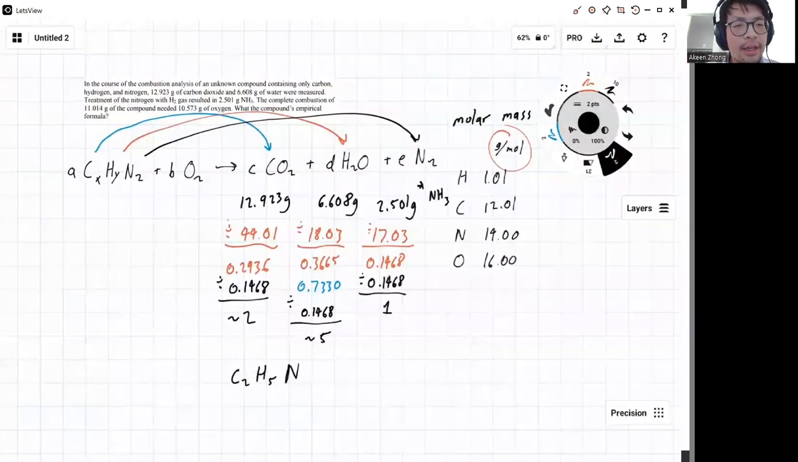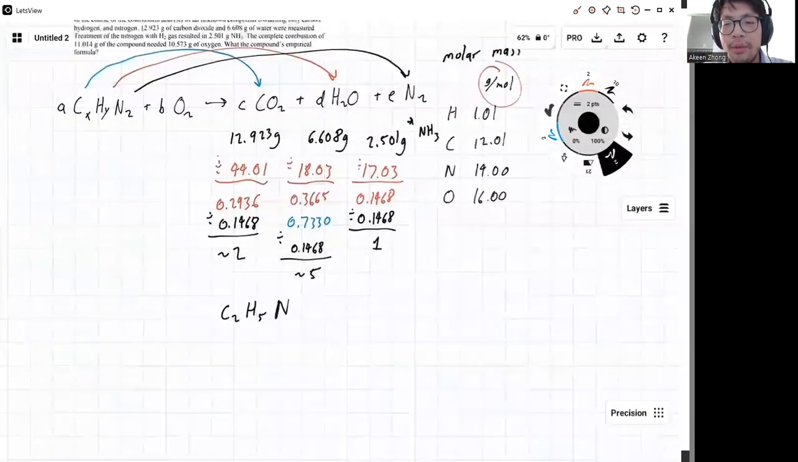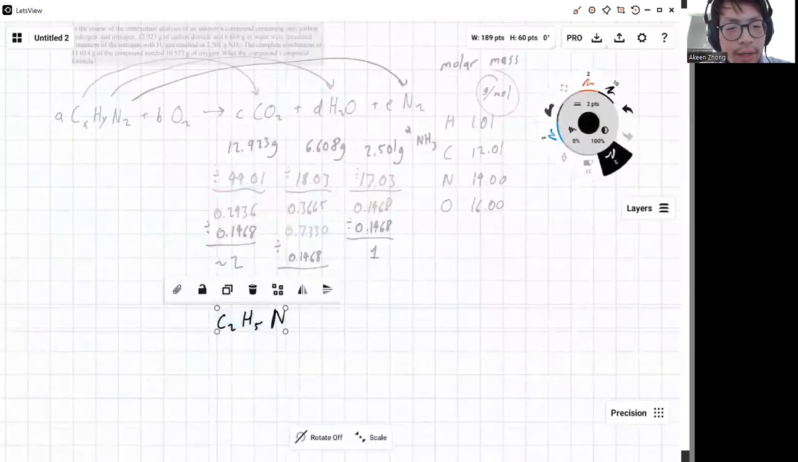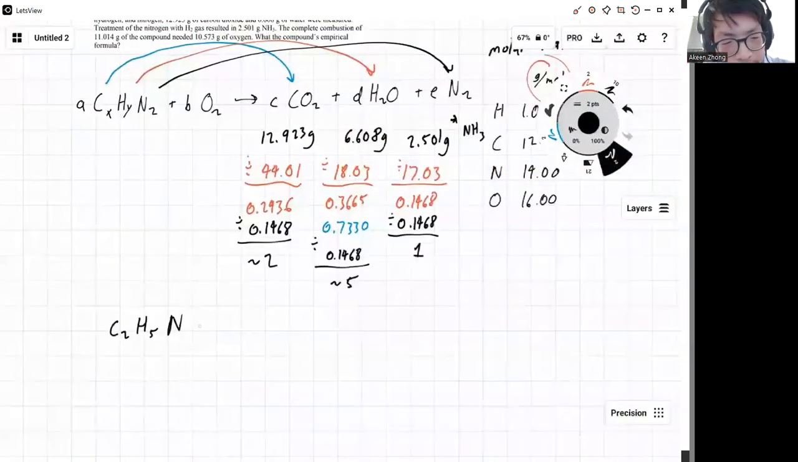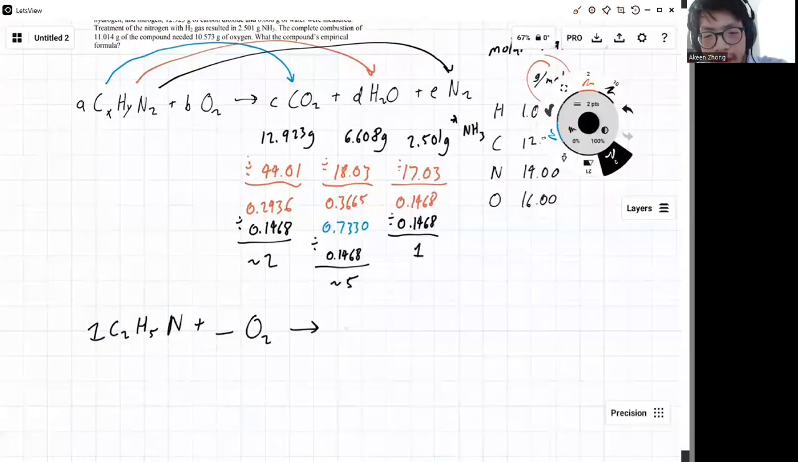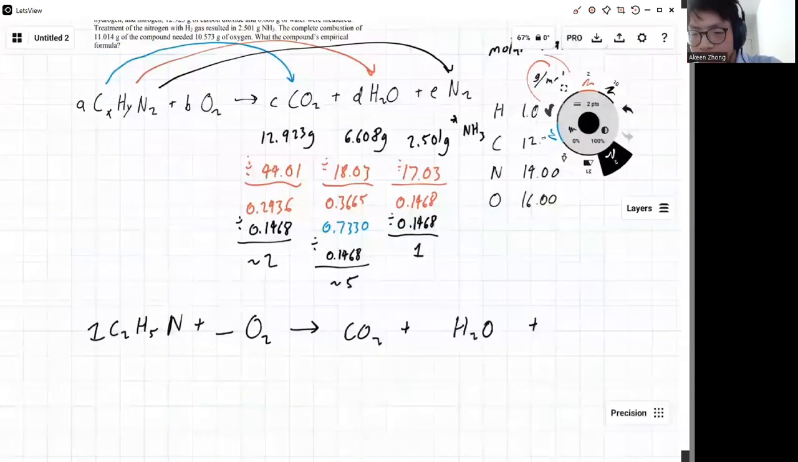For combustion analysis, there's no way to really tell if the compound in question was the empirical formula or any multiple. For example, C4, H10, N2. That would also work. Now, let's assume it was the empirical and try to balance this equation. How many oxygens would we need? So let's just assume we have one of these, an unknown amount of oxygen, resulting in carbon dioxide, water, and nitrogen gas.